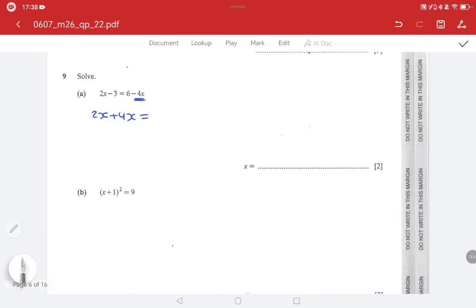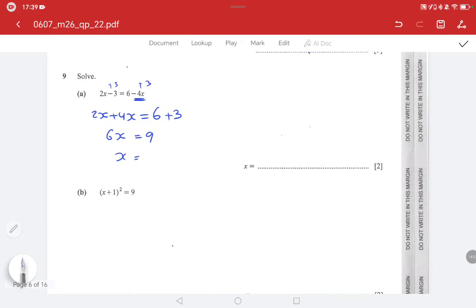So here 2x plus 4x. And here we have 6. If you add to both sides plus 3, so here is plus 3. So now we have 6x equals 9.